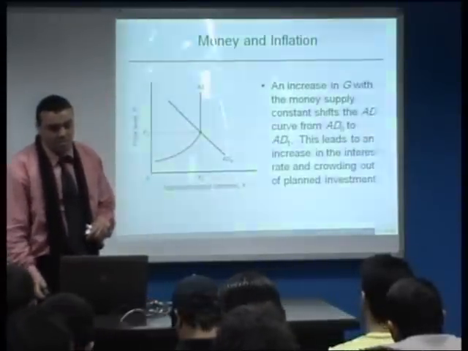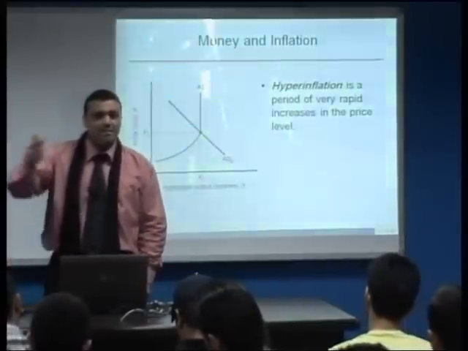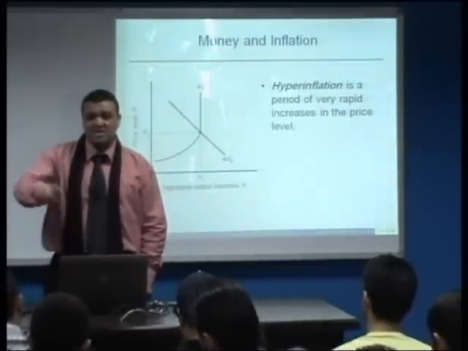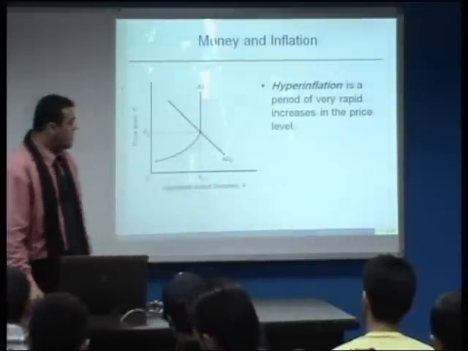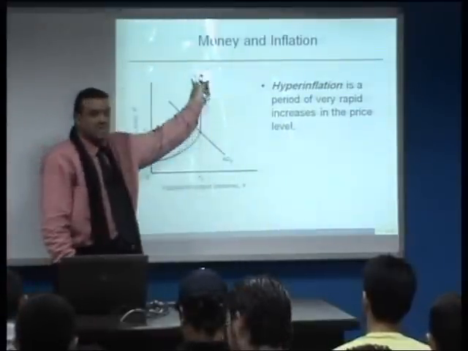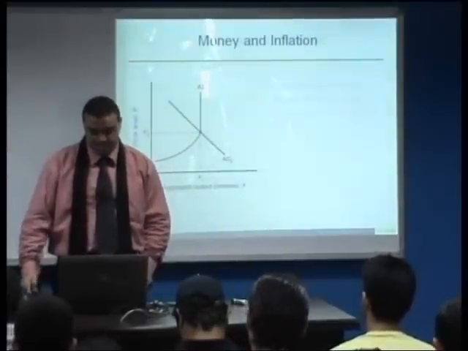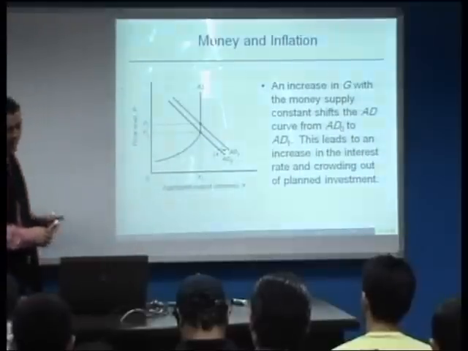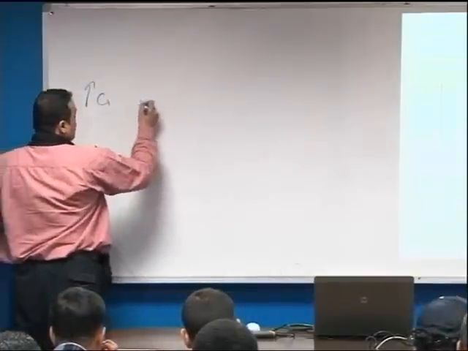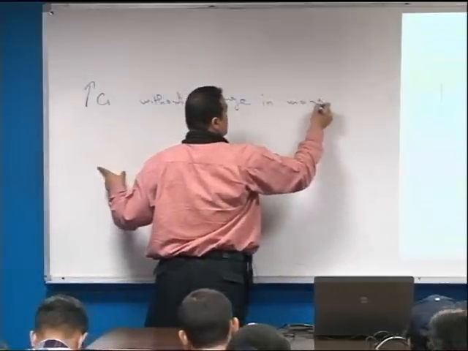Let's go to hyperinflation. What is hyperinflation? A rapid increase in the overall price level in the long term. Right? Quickly, the prices rise fast. So, as you see, the equilibrium occurs where aggregate demand intersects aggregate supply. Suppose we have an expansionary fiscal policy: an increase in government spending, with or without a change in monetary policy.